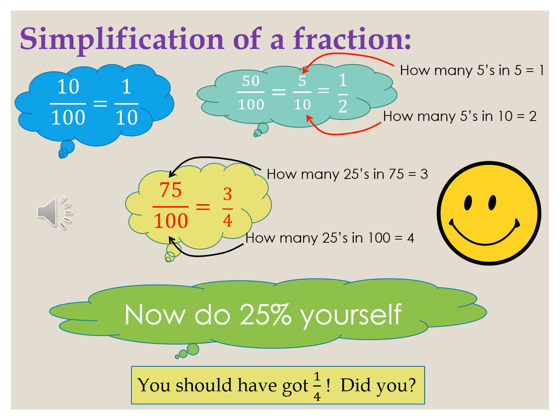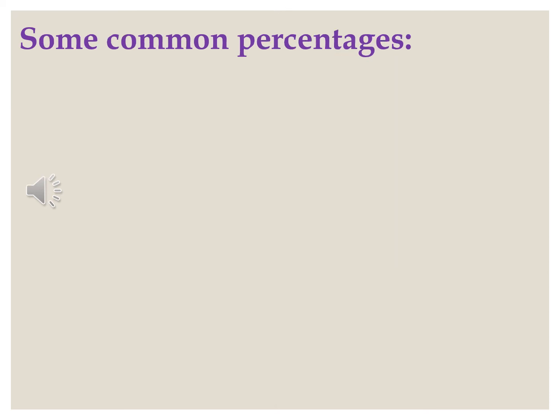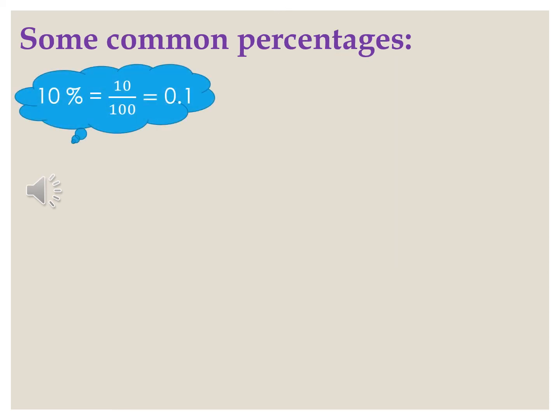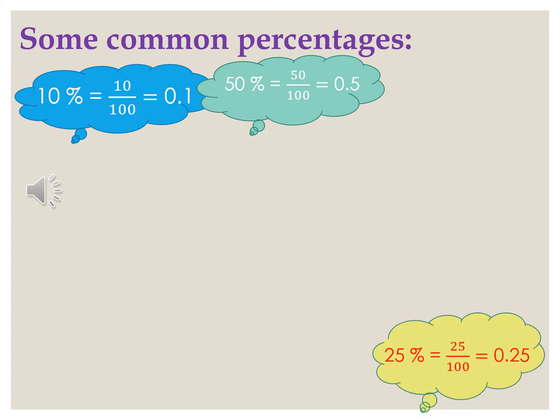Likewise, for the 75 over 100, we can see that we could do it by 5. But the quickest way to do it would be, we can see that we've got 3 25s in 75 and 4 in 100. So it's a bit of practice. Now look at the 25% and see if you can do that. These common percentages you will see every time you come to percentages, so it is well worth memorizing them.